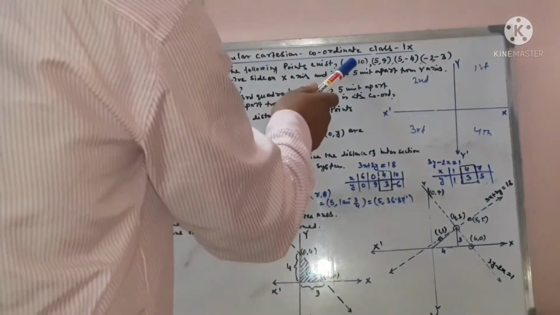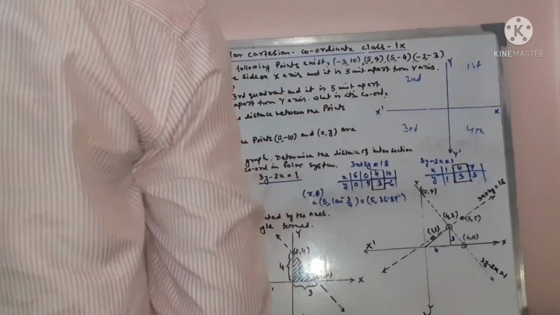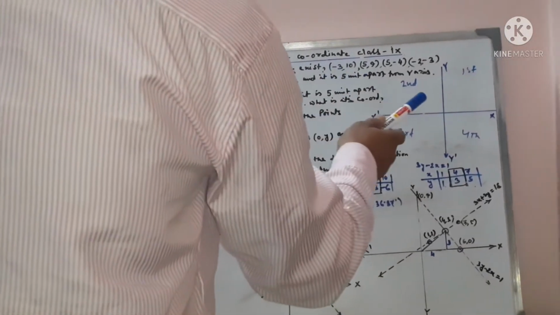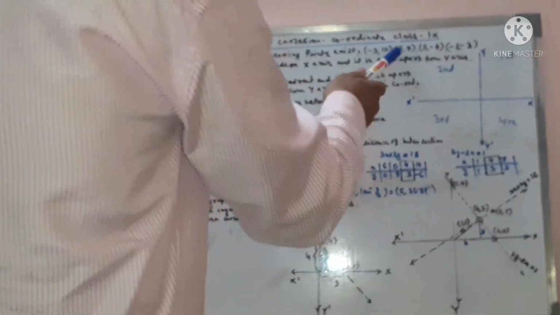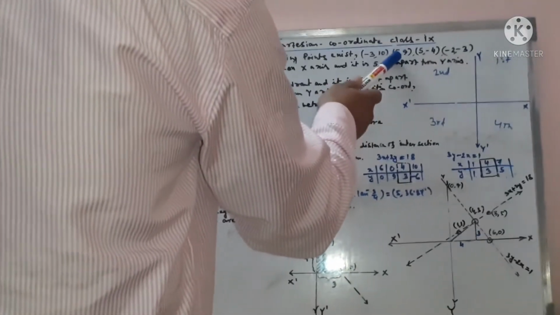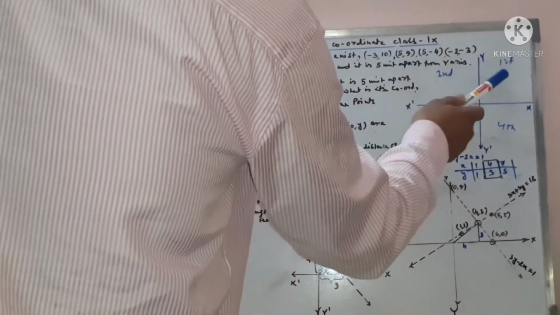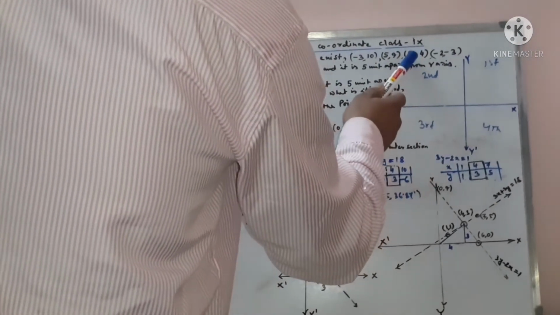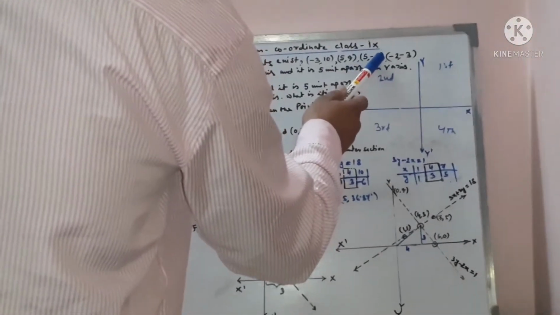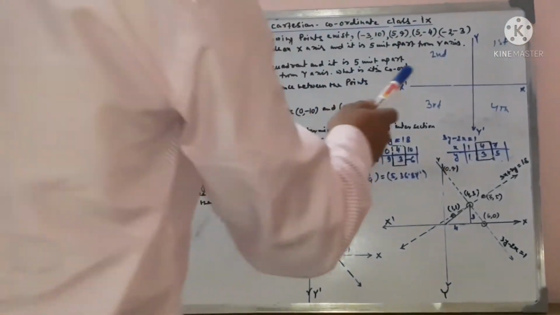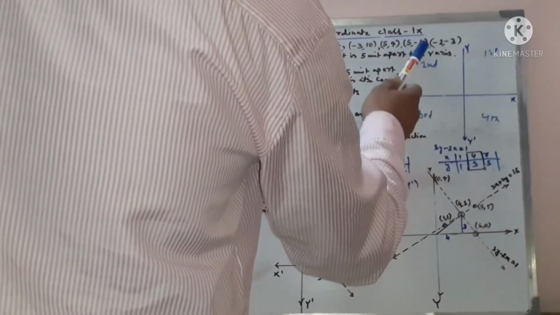Here the point is (-3, 10), that means the abscissa is -3 and 10 is the ordinate, so the point will be situated in the second quadrant. Then the point is (5, 9), both abscissa and ordinate are positive, so the point will be situated in the first quadrant. Then (5, -4), here the abscissa is 5 and the ordinate is -4. Definitely the point will be situated in the fourth quadrant because x is plus and y is minus.